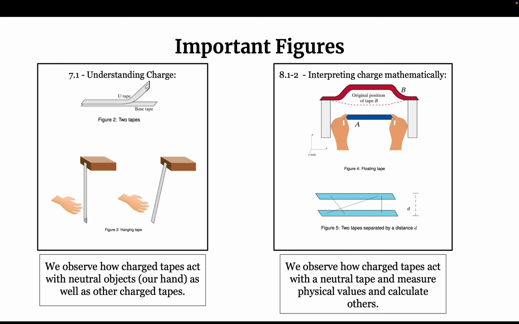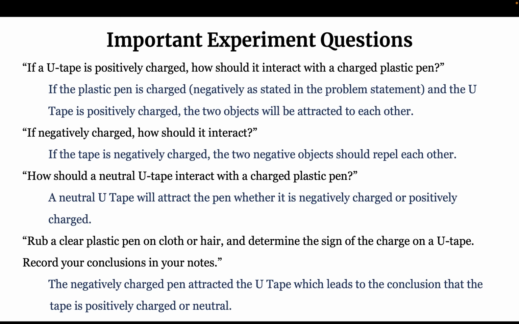It kind of just shows what we were doing through the lab, and especially that 8.1 to 2 diagram shows us, when we were treating it from a mathematical standpoint, how it would look. Some important experimental questions. These are from that first part of the lab, and I included these so you could see how I was thinking through, but really it's just me coming to an understanding of how charges work between objects and how opposing charges will attract while like charges will repel.